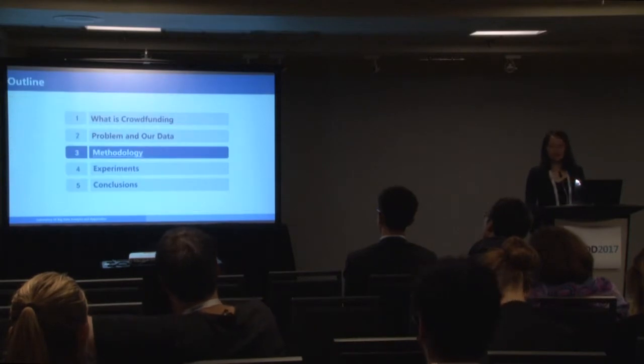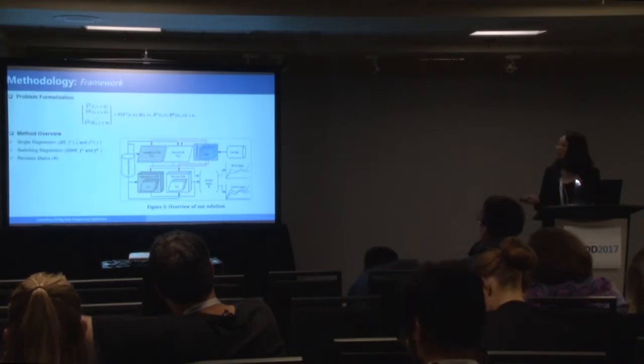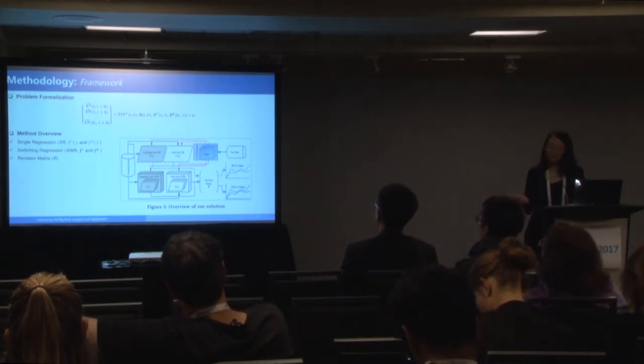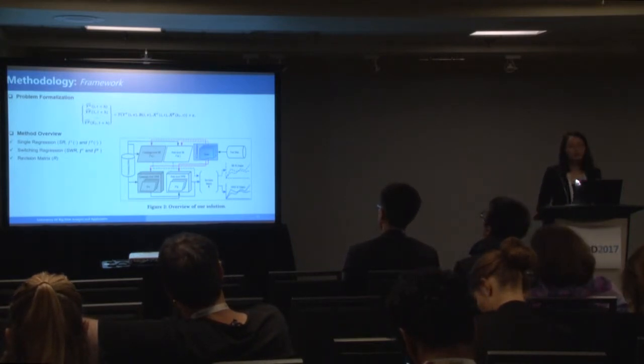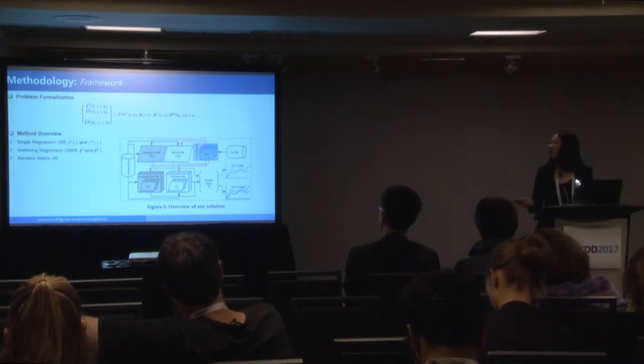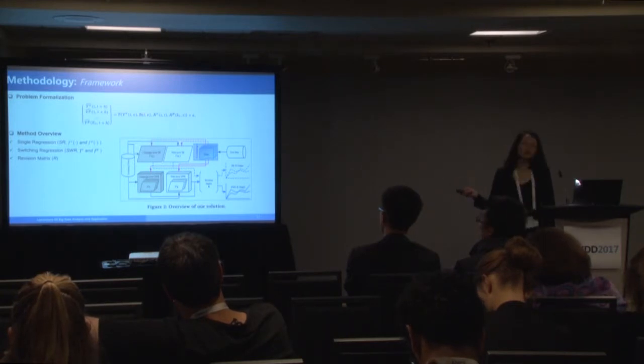After introducing the data, let's look at some details about the methodology. I formulate the problem here. That is, we want to predict the daily funding amount of the campaign and the perks based on the previous campaign sequence and the backer sequence and the corresponding features. That is, we want to learn such a function.